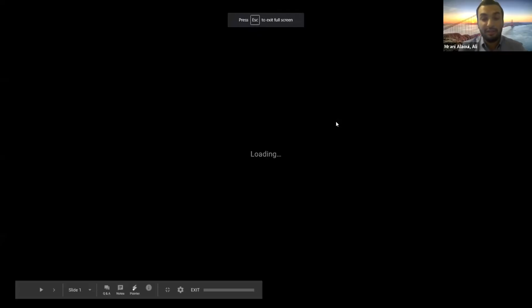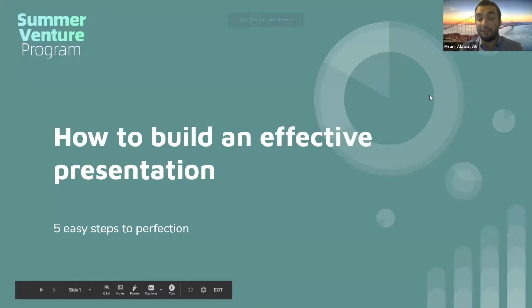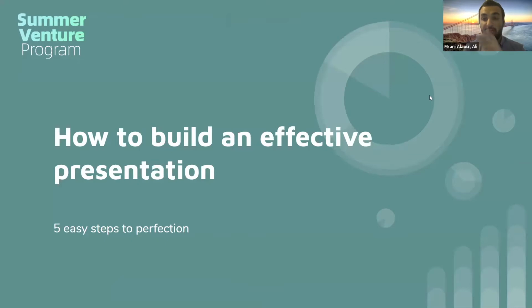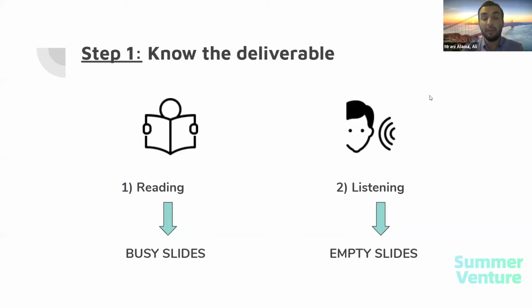Essentially, building an effective presentation is a very important skill, but believe it or not, there are 5 steps that are the most important ones to get your presentation from 0 to 1. First step is to know the deliverable of your presentation.